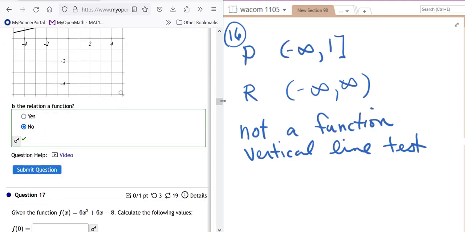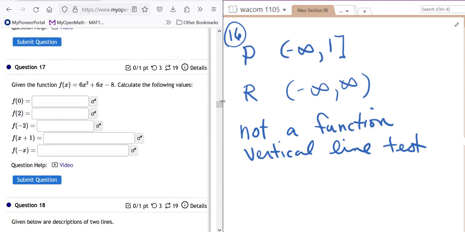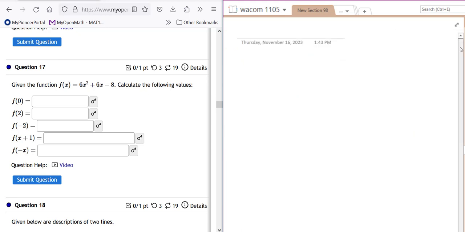Okay. All right. This one asks us to evaluate a function, and it has a couple of kinds of questions that really were a little bit more 1105 questions. Those last two, you're not going to get a question like that. But the first ones are reasonable.